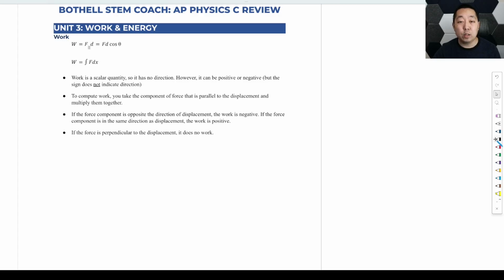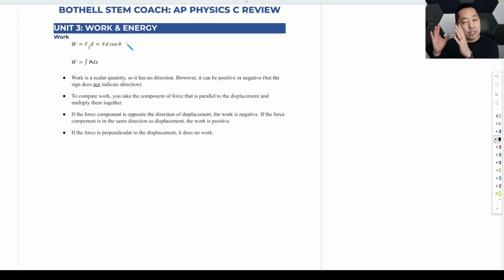All right, so now let's begin our review on work and energy. This is a huge part of AP Physics C, a really important part. Let's just remember, how do we calculate work? Remember, the force has to be perpendicular to the displacement. We do that dot product, or we do an integral of it if the force is not constant.